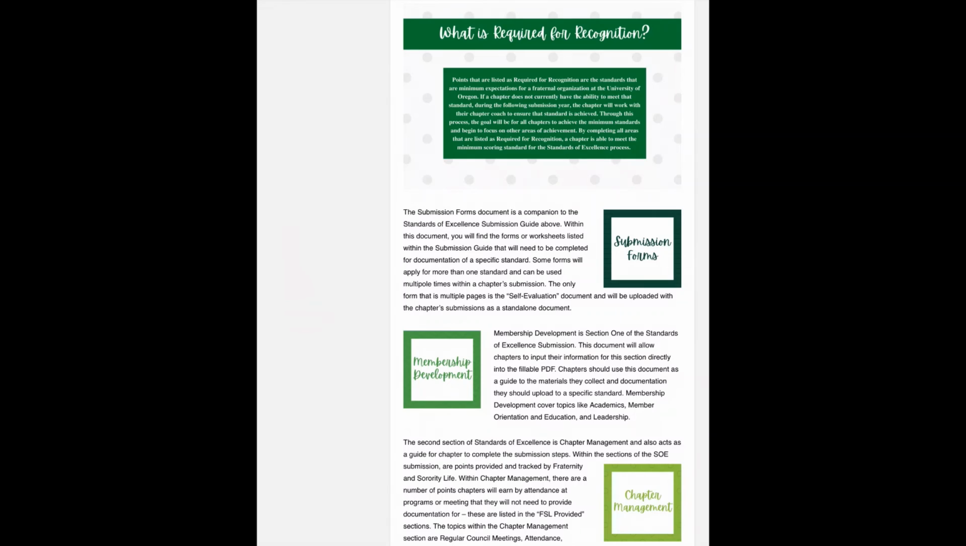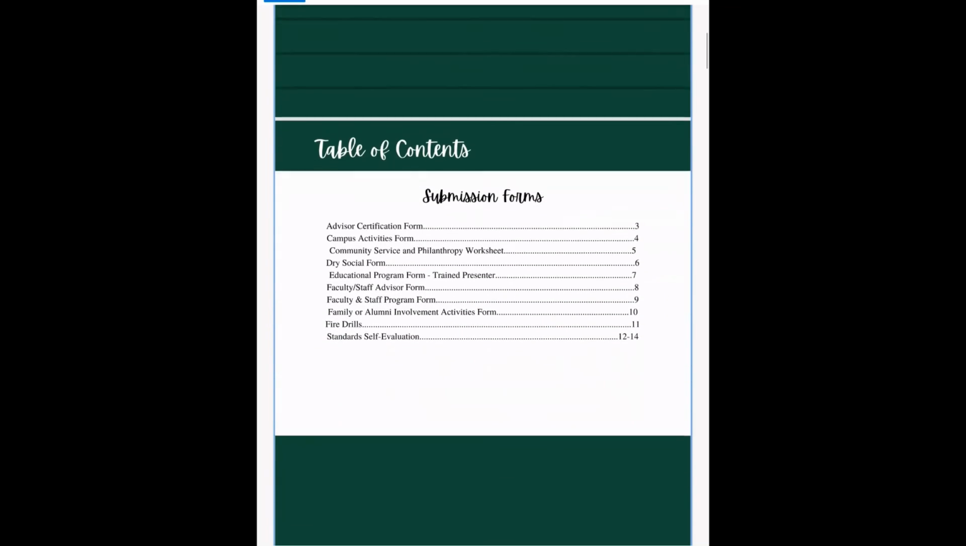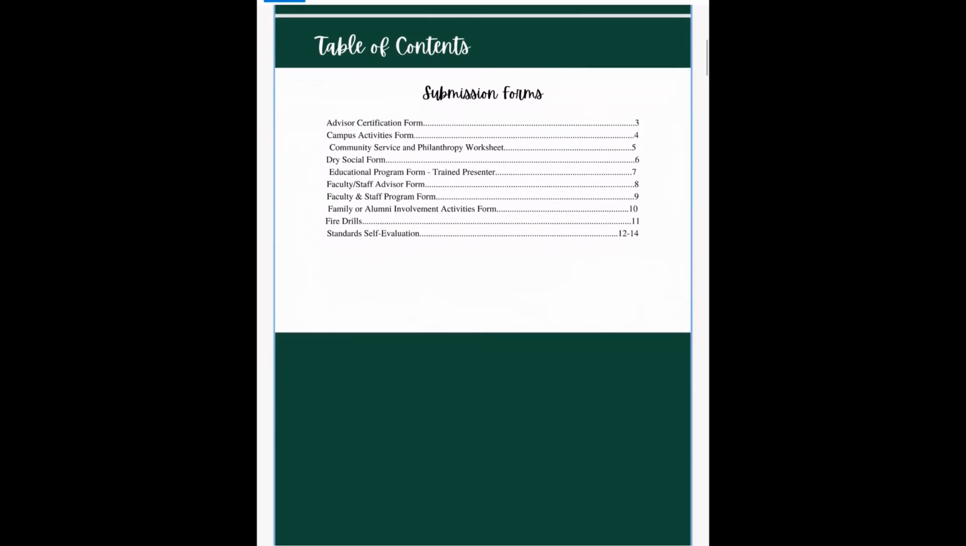Now that concludes our review of the submission documents. However, there's another key resource that may help chapters in completing their submission, which is called the submission forms. This resource can be found on the FSL website and aids chapters in completing the documentation standards as easily as possible. With that said, let's review these tools to help you complete your submission.